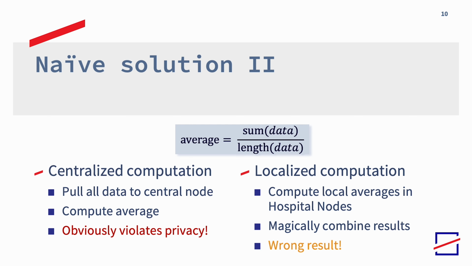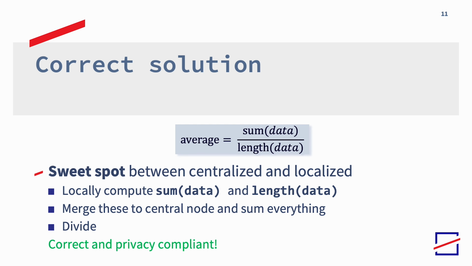For the second attempt, we can go completely the opposite way and try to localize as much as possible the computation. So here we can compute all the averages locally in each hospital node, and then we can try to magically combine all these results on the central node. But of course, it's easy again to see that there is no way of combining these local averages to get a correct solution, because this operation is not parallelizable. The correct solution lies in a sweet spot between the completely centralized and the completely localized case.